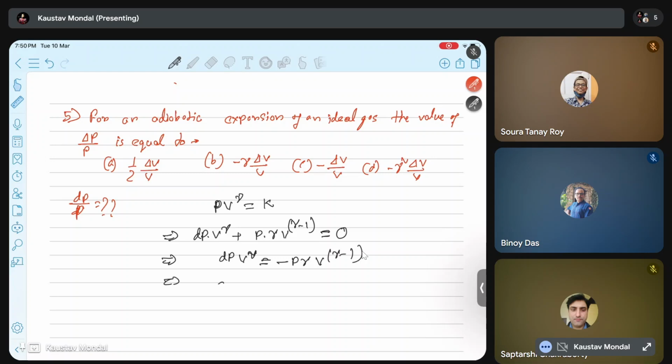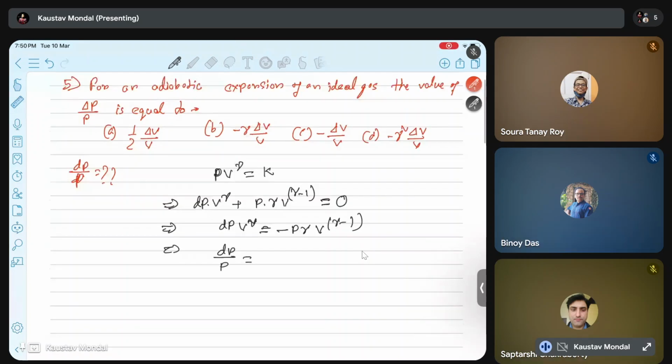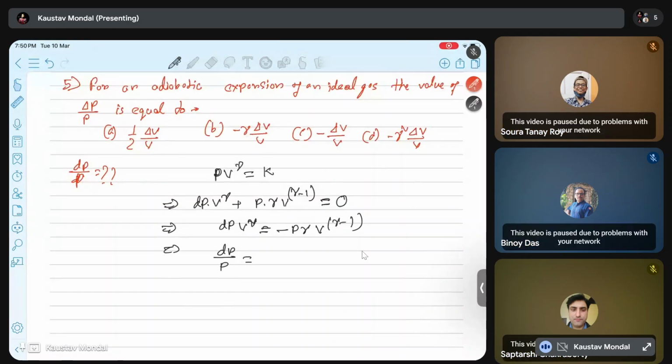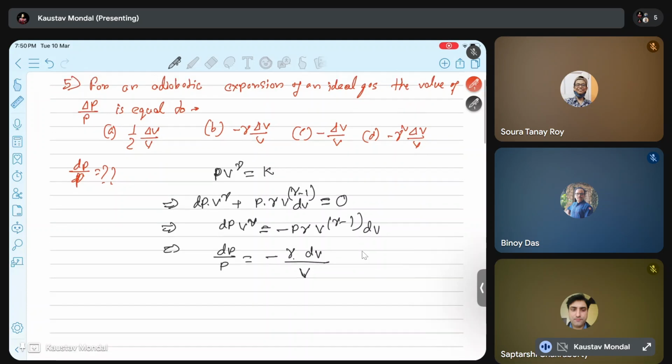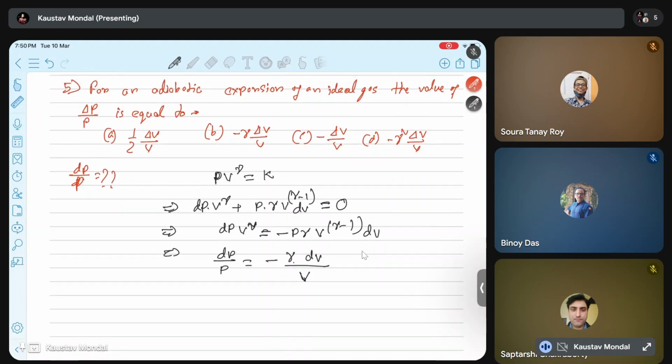Now you can write dP by P equal to minus gamma, and there is a dV term also, so dV by V. V gamma will cancel from both sides. So the option would be this one, minus gamma dV by V. So option B.